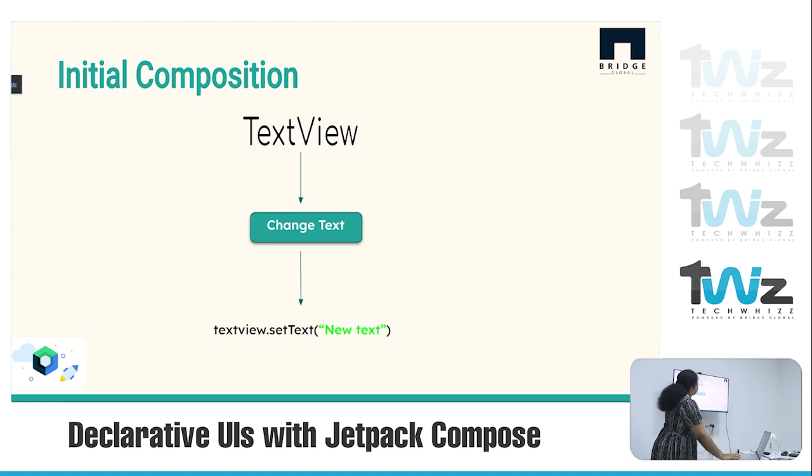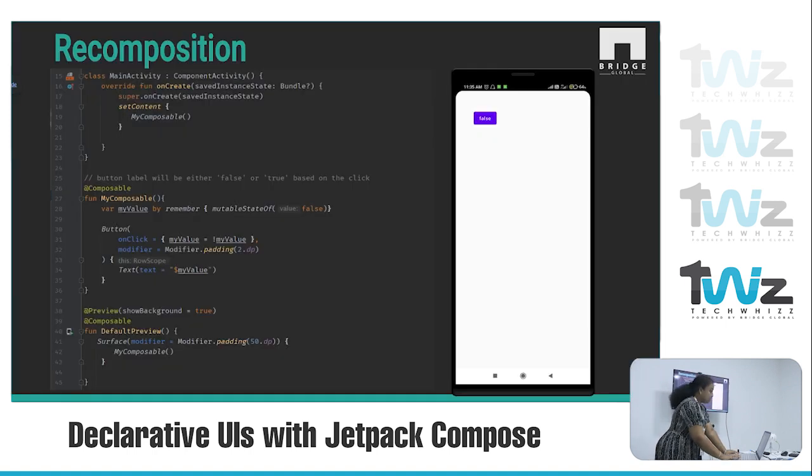First, in our imperative way, that is the native method, we have to set the value. Like if there is a TextView and we have a change in the text, we have to call TextView setText and add the modified text as the input parameter. But in the case of recompose, we can call it a mutable state.